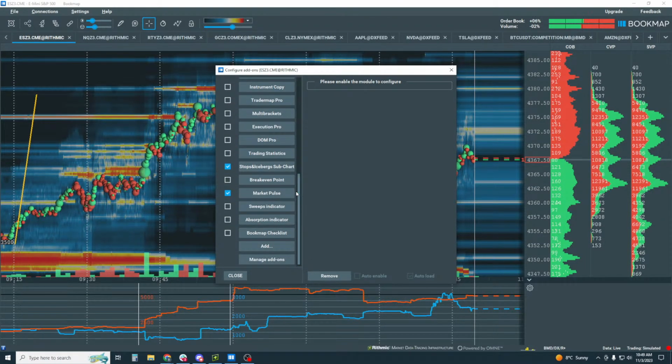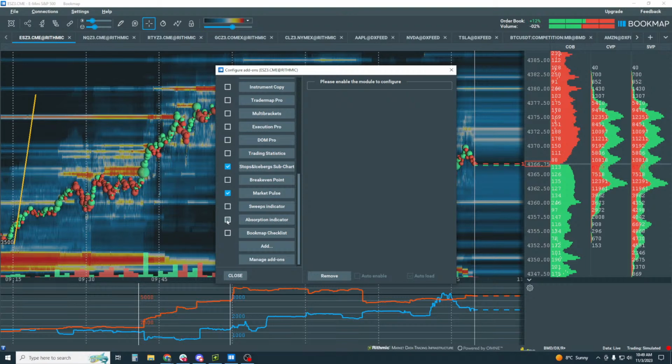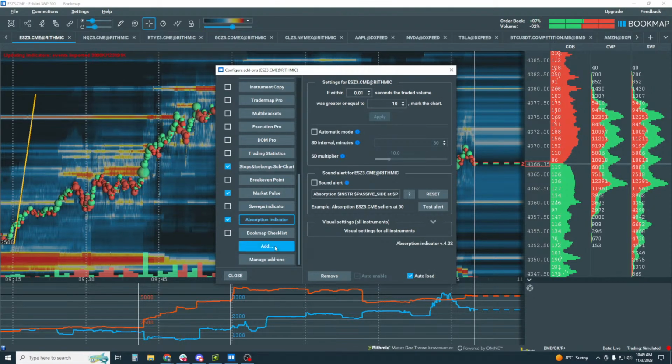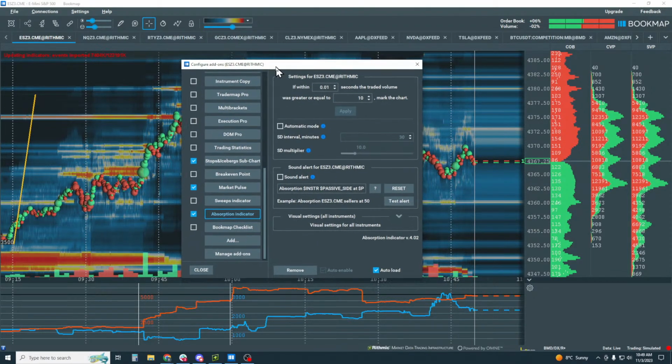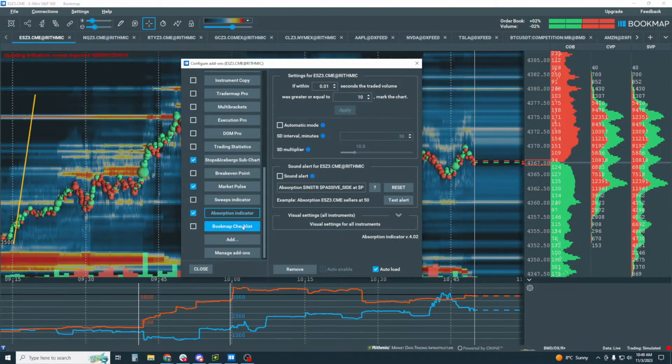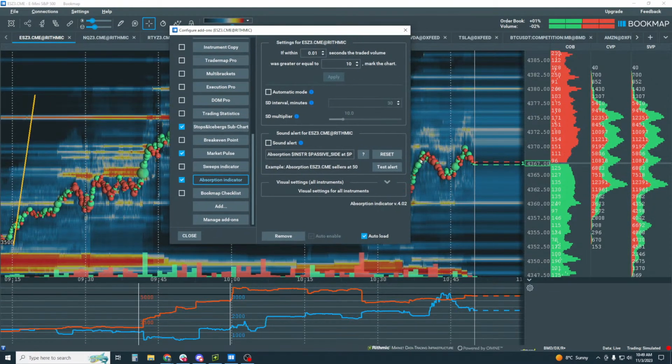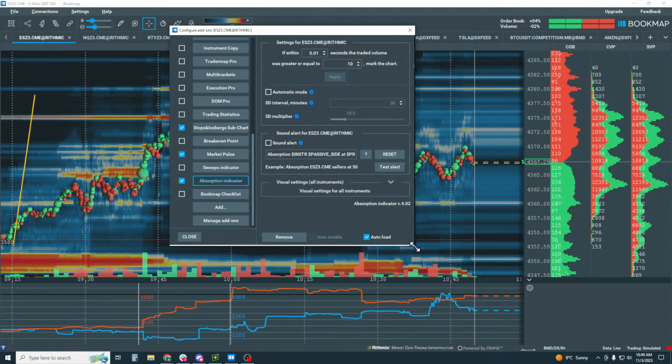Oh, yeah, and let me show you something, Rob. So we can look at sweeps and absorption. In fact, we'll look at the first Market Pulse tool with the absorption indicator. Now, I noted that you actually had the sweeps one on there. This is what I recommend you do, Rob. It is exactly what I'm going to do here.